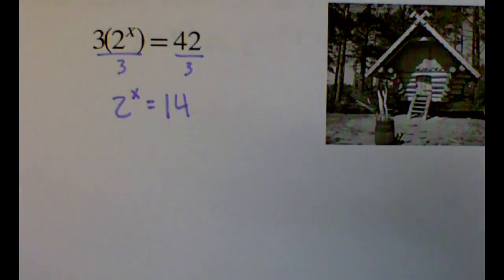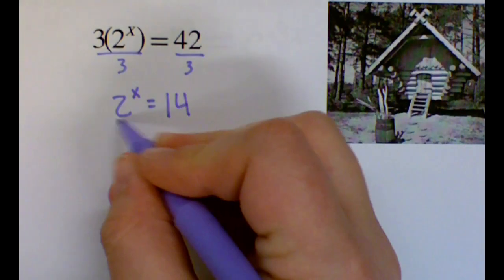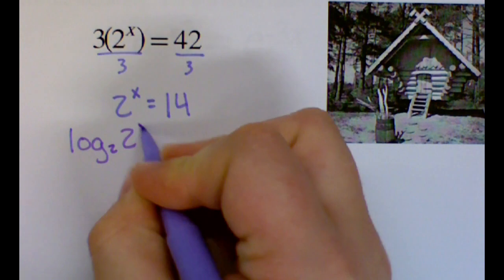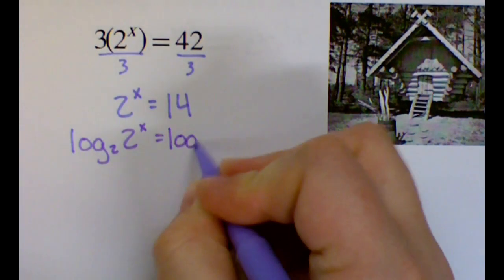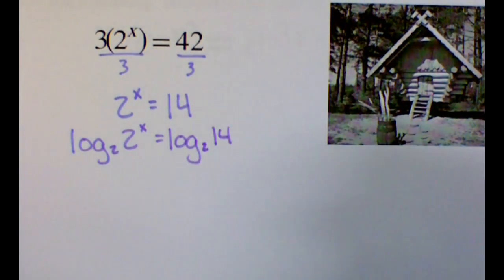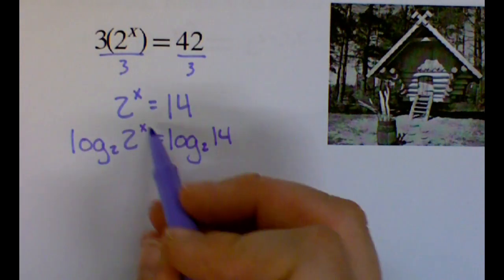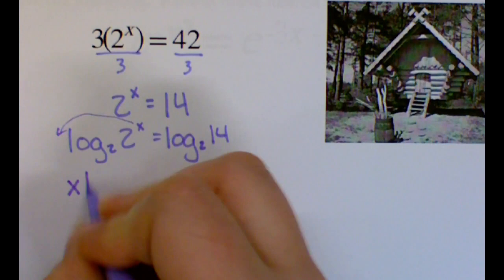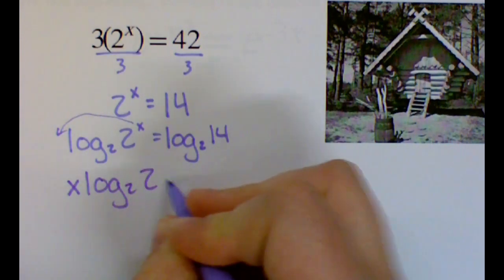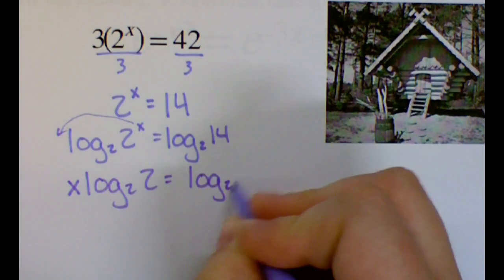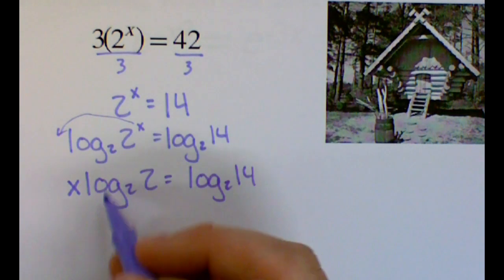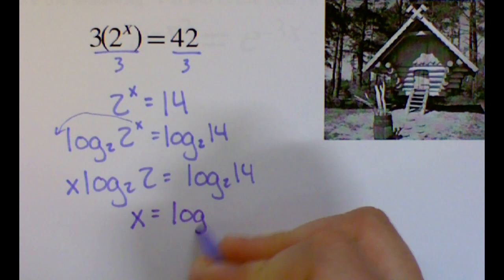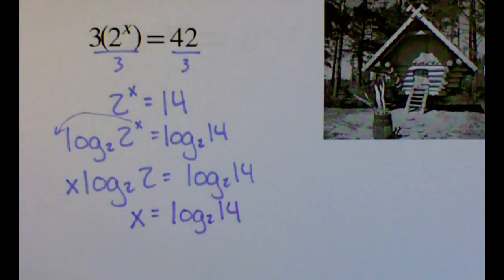Now I take a logarithm of both sides. The base should match the base of my exponent, so I want log base 2 of both sides. The power property means that I'm bringing my exponent down out front. X times log base 2 of 2 equals log base 2 of 14. Well, log base 2 of 2 is 1, so I have x equals log base 2 of 14.